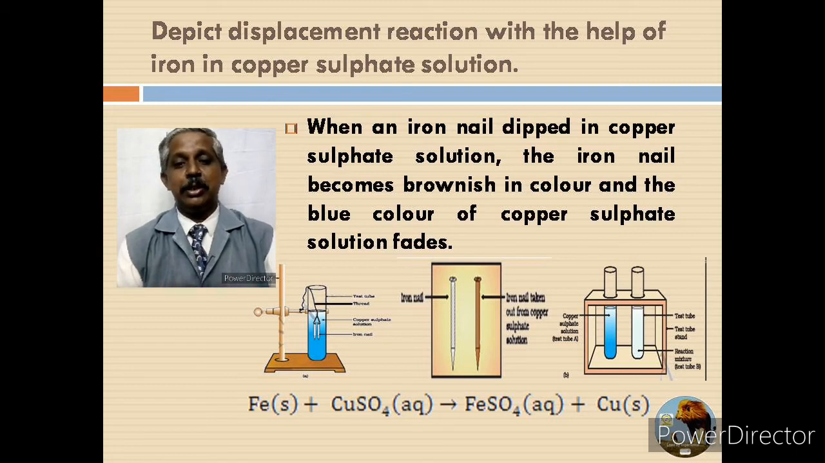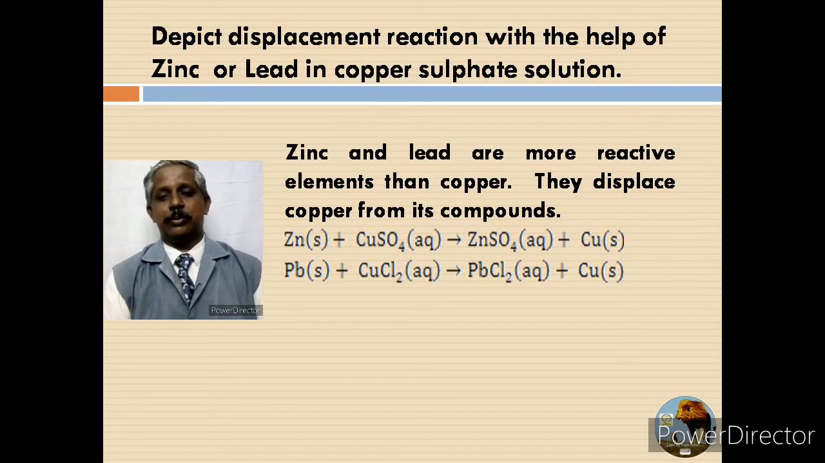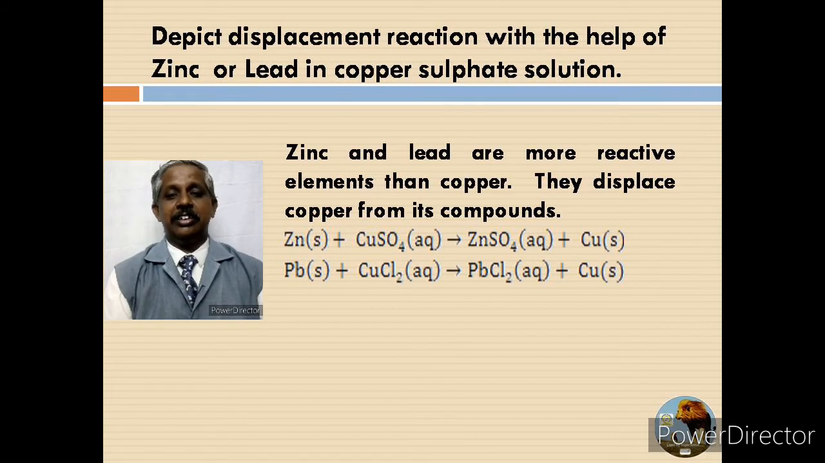You can see in these pictures Fe as a solid plus copper sulfate as aqueous gives ferrous sulfate aqueous plus copper as solid. The zinc and lead are more reactive elements than copper. They displace copper from its compounds. Zinc with copper sulfate removes copper separately and becomes zinc sulfate. Lead with copper chloride removes copper out and becomes lead chloride.